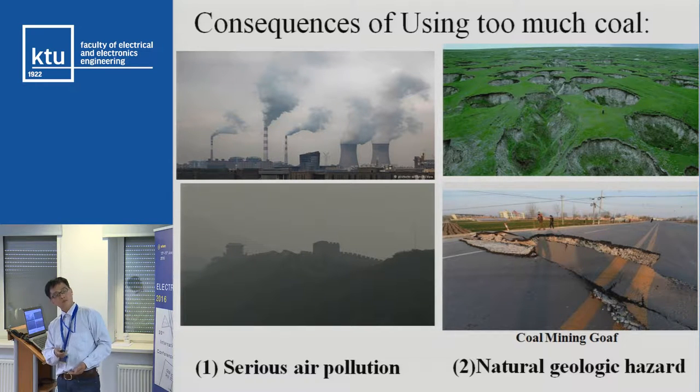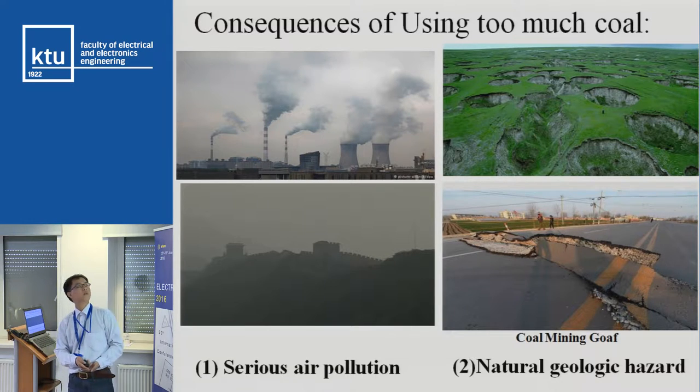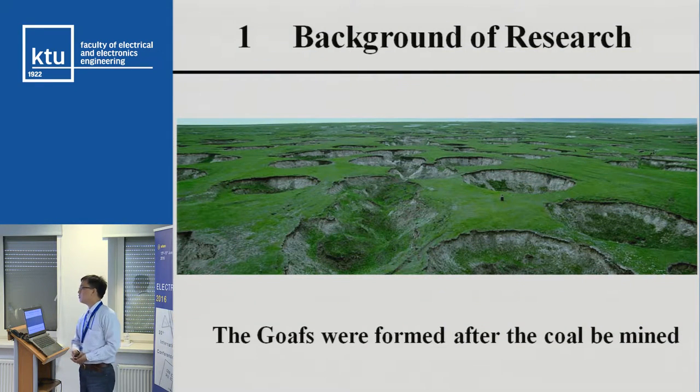And what's this? This is grass. The grass is in Inner Mongolia. It becomes like this because underground of the grass there is so much coal. The coal is mined and the subsurface will subside. So they will become like this. This is for grass. If this happens in a rural area, fine, but in the cities, it is very dangerous for people's lives.